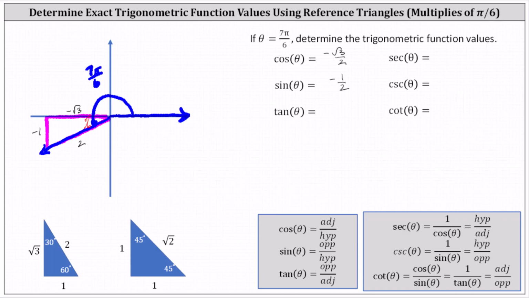Tangent 7 pi divided by 6 equals the ratio of the opposite side to the adjacent side, which is negative 1 divided by negative square root 3, which simplifies to positive 1 divided by square root 3. Let's go ahead and rationalize the denominator by multiplying the numerator and denominator by the square root of 3, which gives us square root 3 divided by 3.